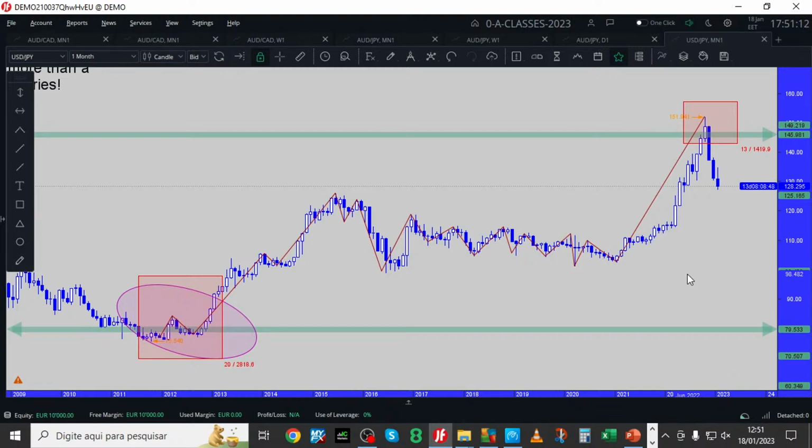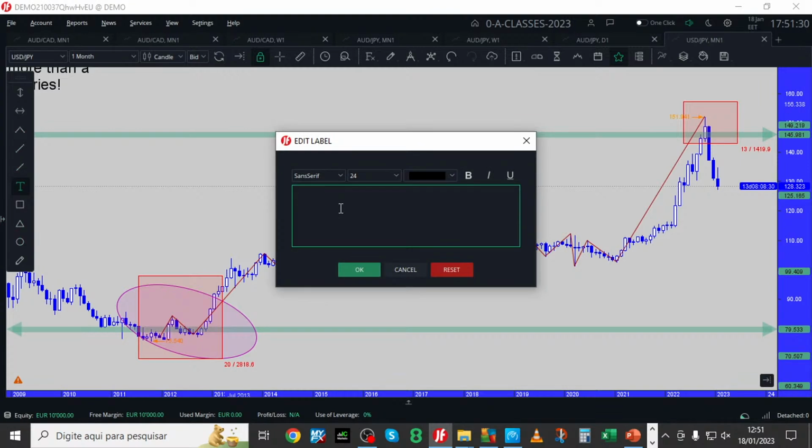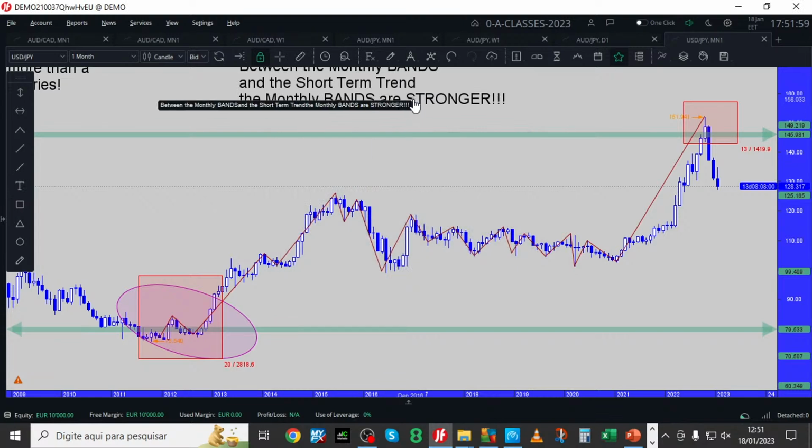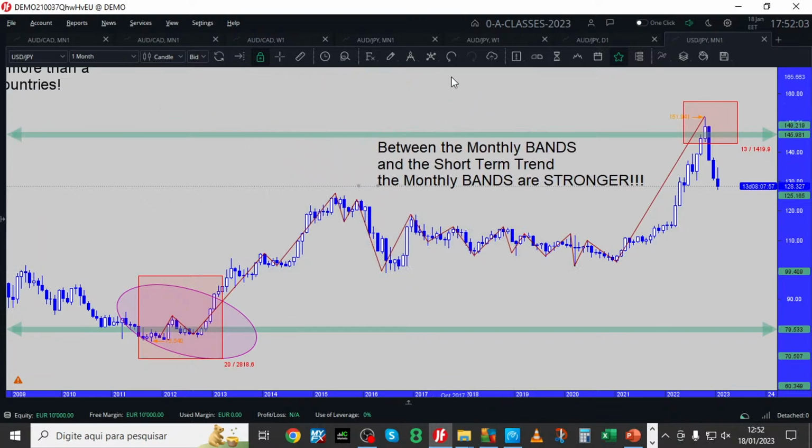Sell, exactly. You have an uptrend on the monthly chart, but you should sell, you should short. Okay? Why? One last golden nugget for you, everybody, before we finish for today. Between the monthly bands and the short-term trend, the monthly bands are stronger. Wow, right? Isn't this great information?